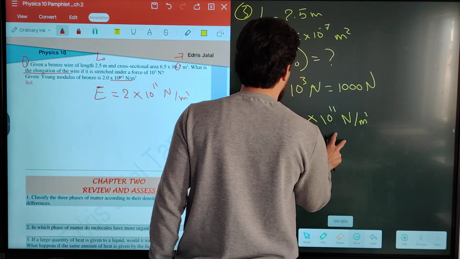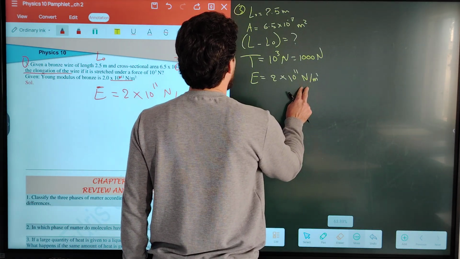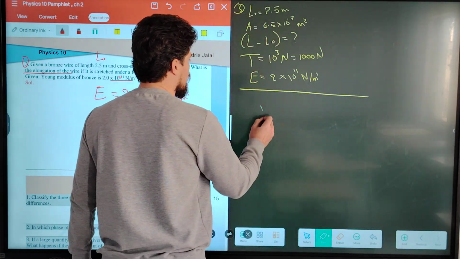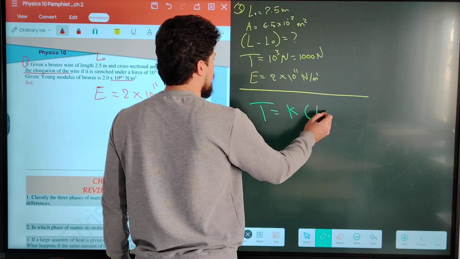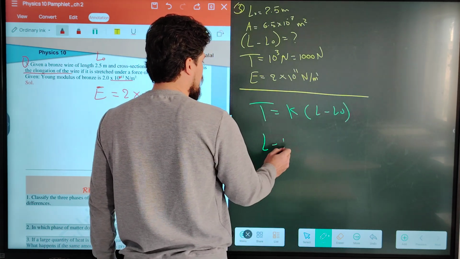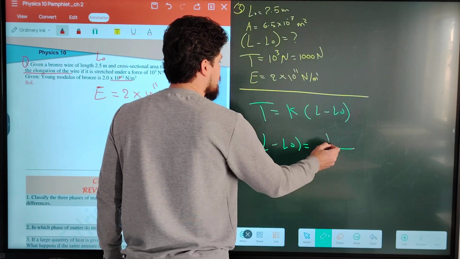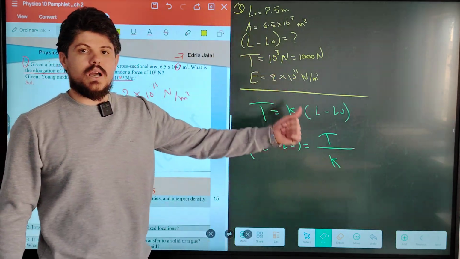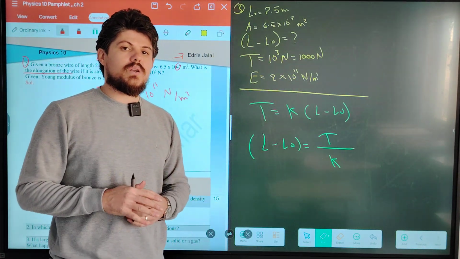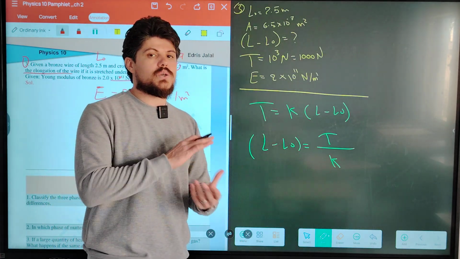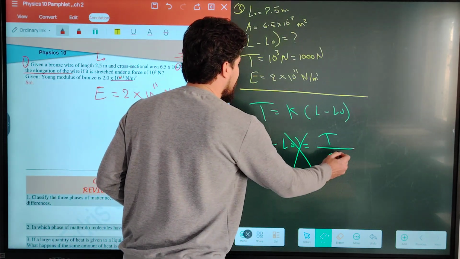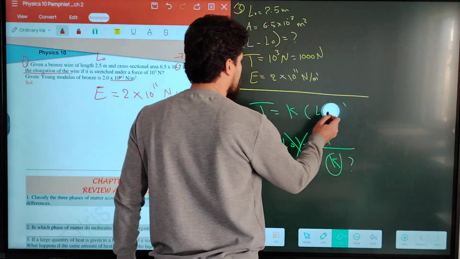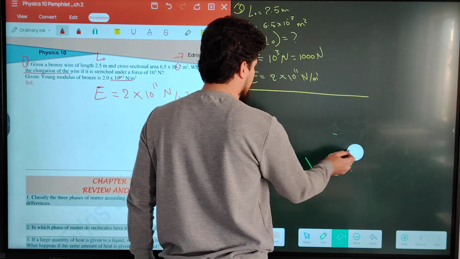Now we try to determine the amount of elongation. How can you determine elongation, guys? If you remember, according to Hooke's law, tension is equal to K times elongation. Rearrange this equation, T over K. Do we have T? Yes. Do we have K? No, we don't have K. So that is why we cannot determine the amount of elongation by using Hooke's law. Why? Because K is also unknown. We are not allowed to have two unknowns in one equation, okay? So we have to think about another equation.